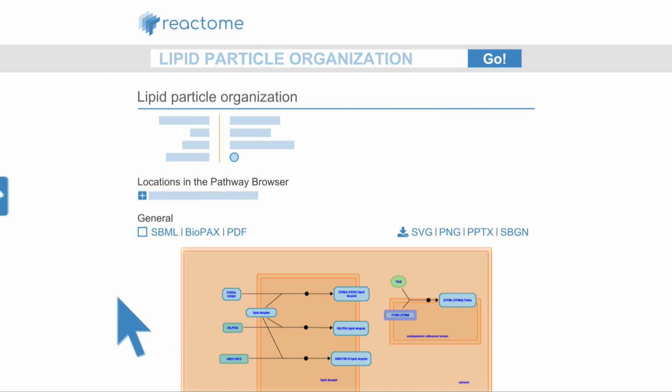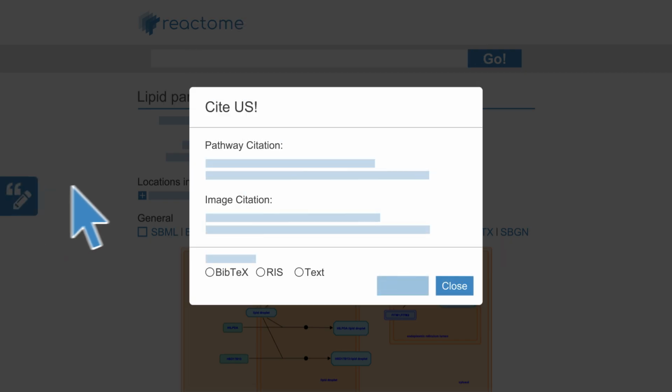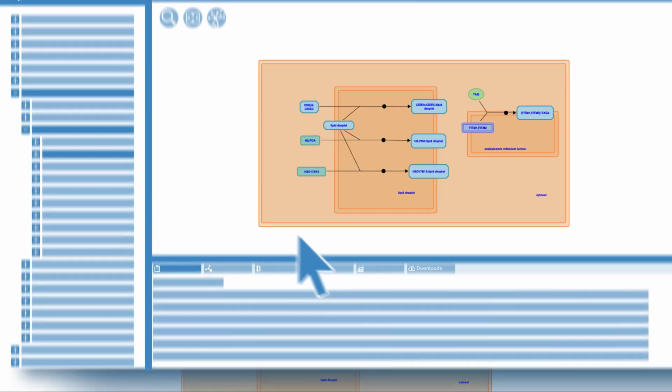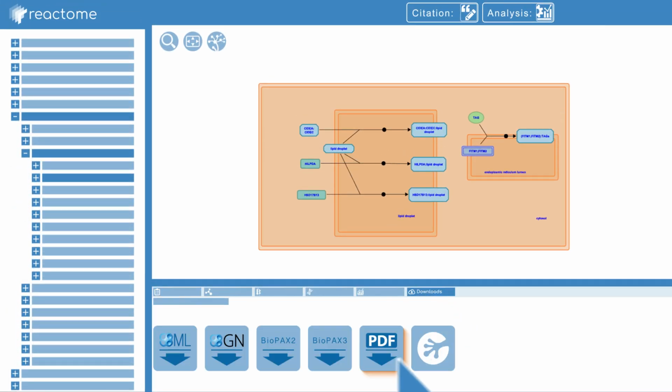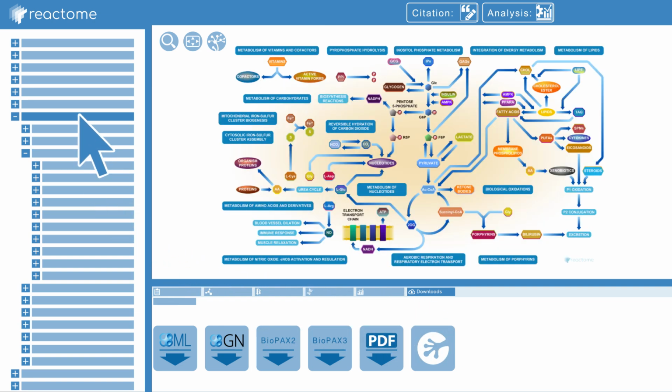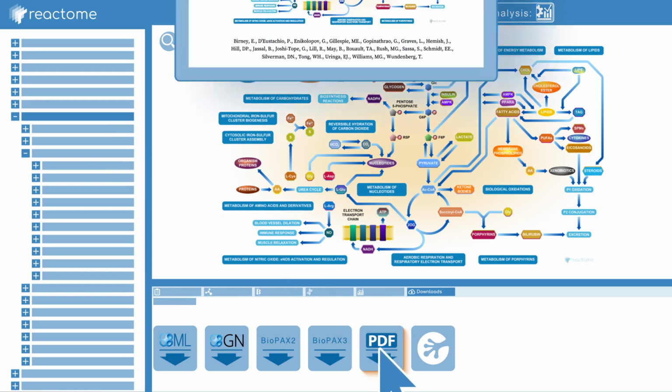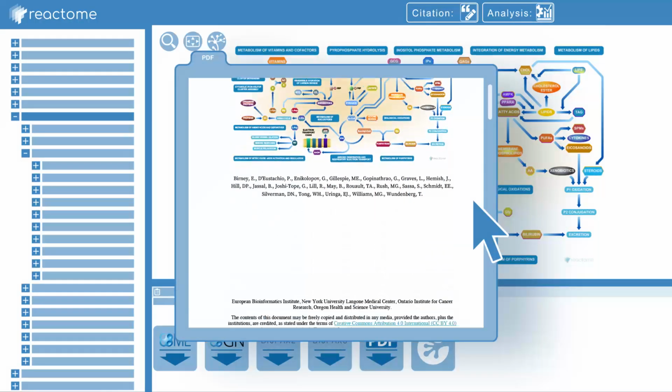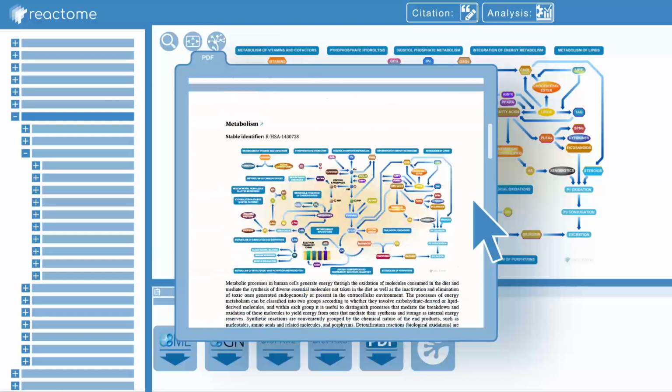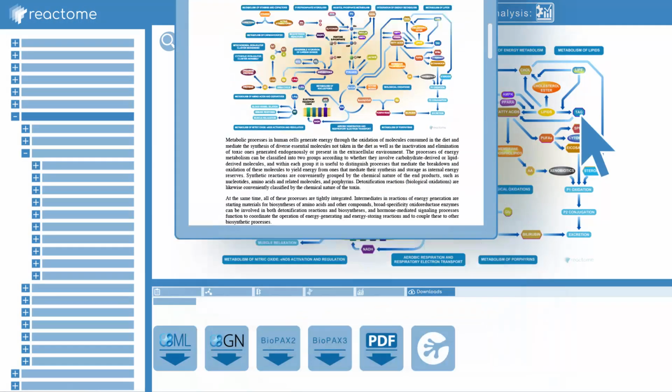You can use our Cite Us button to ensure you cite the correct diagram and database version. You can also download the pathway information and diagrams through the Pathway browser using the Downloads tab. In addition, you can download specific excerpts or the entire Reactome database as a textbook, where summations and other information is generated within a PDF document.